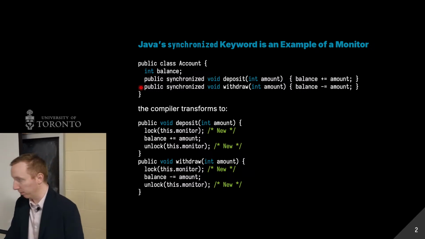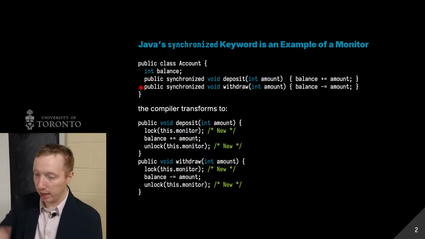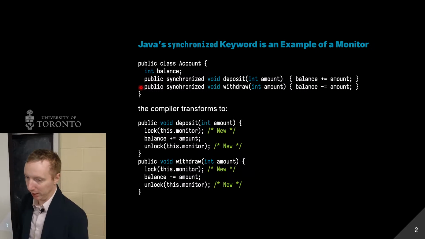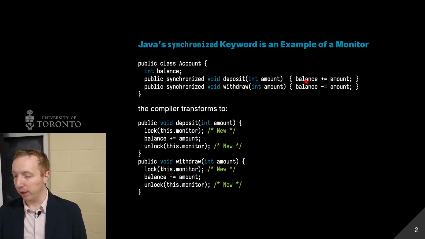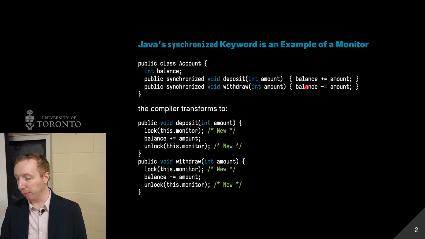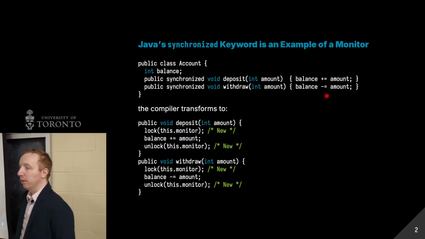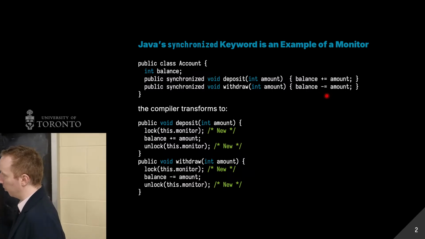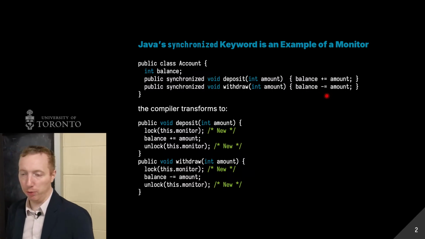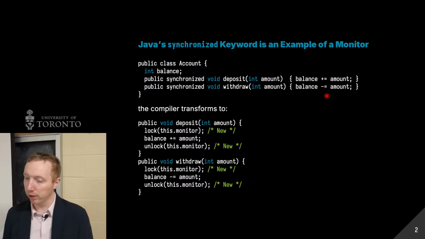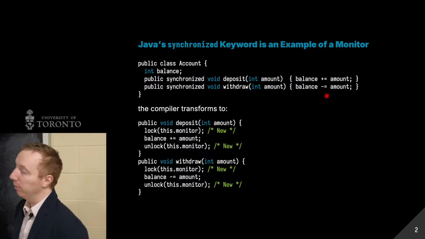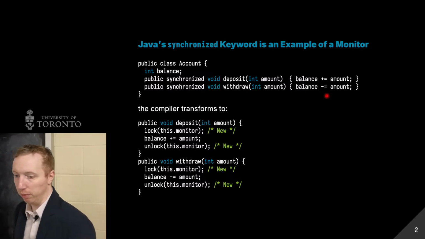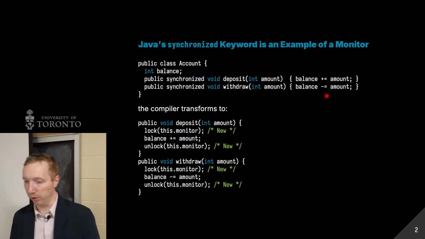Assuming that multiple threads can be using this account, we might have a data race on balance, because balance plus equals amount or balance minus equals amount means we are reading and writing to that variable balance for this object. If multiple threads are doing this, we may have a data race, in which case to prevent it, we have to use mutexes or make sure there's mutual exclusion.